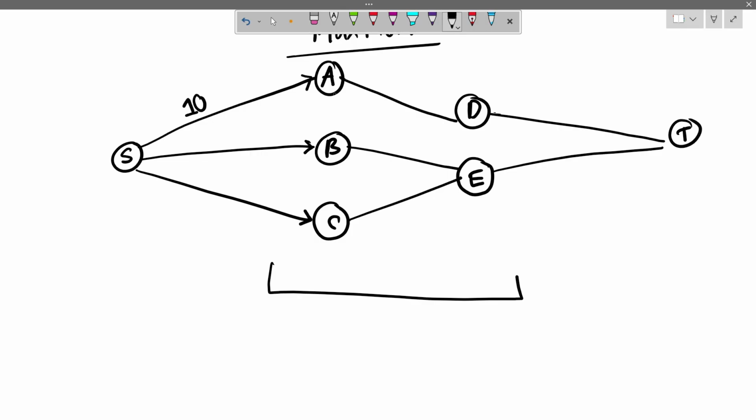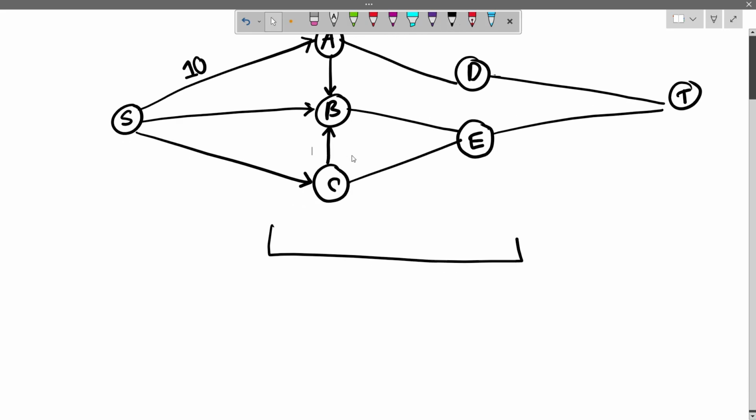Okay, and as they are directional graphs, we have to follow the direction, and suppose we can go from S to A, we can go from A to B, we can go from C to B, but we cannot go from B to A or B to C. This is one of the constraints, and the main constraint is the limit of each channel.